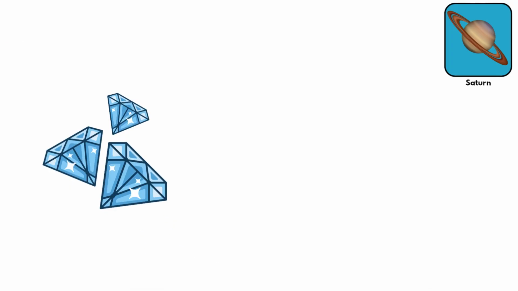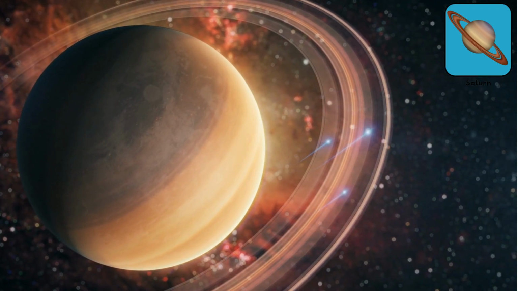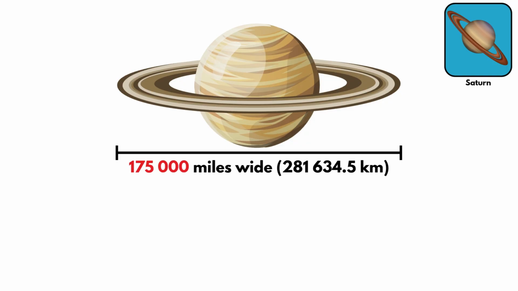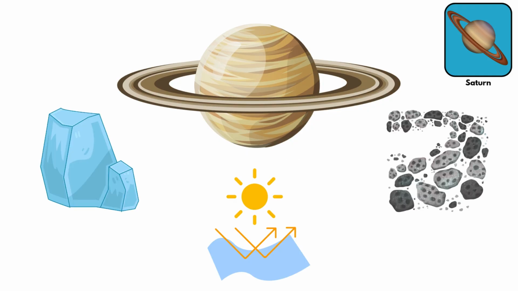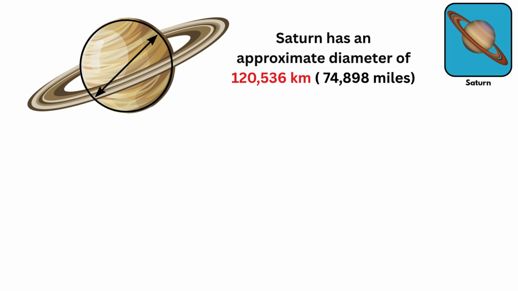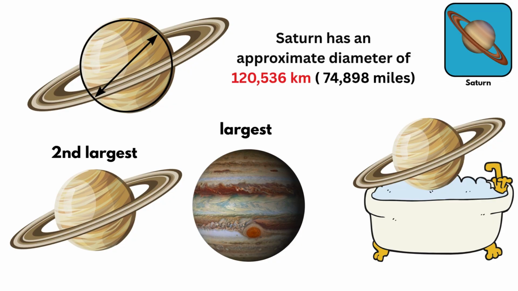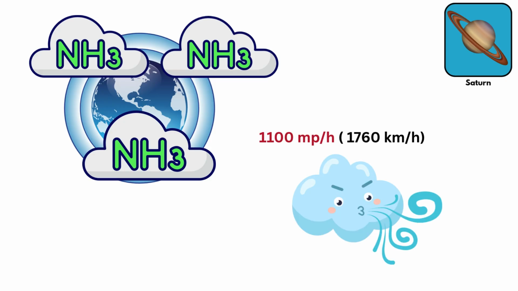Then there's Saturn, the jewel of the solar system. Elegant, enormous, and surrounded by the most breathtaking rings you've ever seen. These rings stretch over 175,000 miles wide, but are less than a mile thick. Made of ice chunks and rock, they reflect sunlight like a cosmic halo. Saturn is massive, second only to Jupiter, but lightweight enough to float in a bathtub. Its atmosphere is layered with ammonia clouds, and winds can whip at over 1,100 miles per hour.